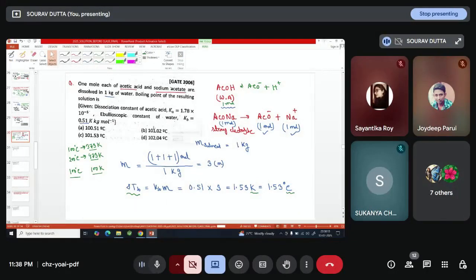Now we have to calculate the TB value. Delta TB means TB minus TB naught equals 1.53 degree C. You know TB naught equals 100 degree C. So your TB equals 101.53 degree C. Option C is the correct answer.